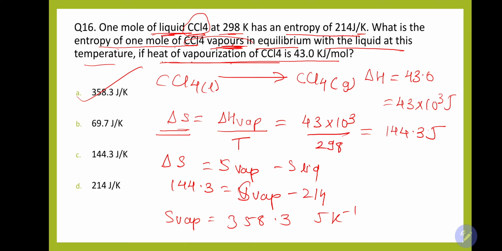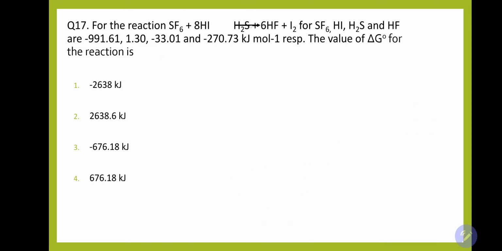Let's move to the next question. Now for the reaction SF6 plus 8HI gives H2S plus 6HF plus 4I2. Okay, now this is the whole reaction. They have given the values for HI, H2S and HF. Now the value of delta G for the reaction is what you have to find, the Gibbs energy. Now how to do this?